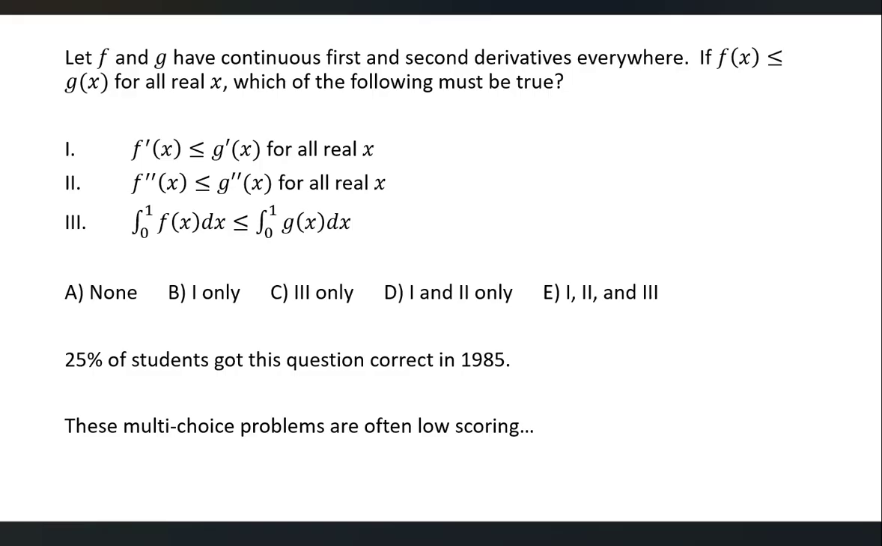So a lot of times with these types of problems, if you can think of a counterexample for any one of the choices, 1, 2, or 3, any counterexample, then you can cross it out and maybe you can eliminate some of the 5 choices, okay?